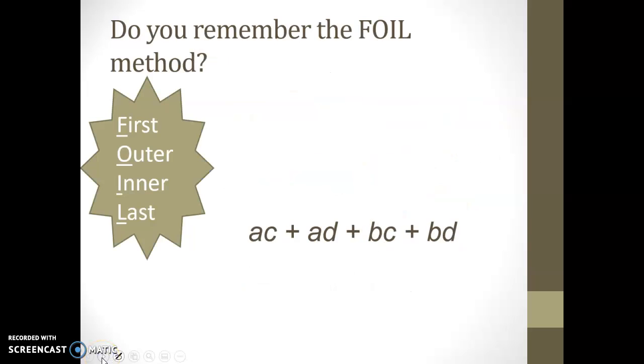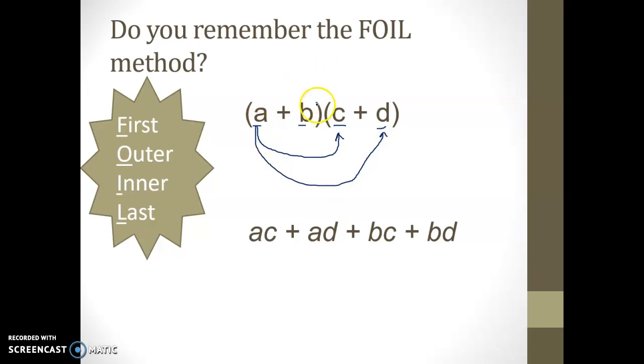Do you remember the FOIL method? When we're distributing or when we're multiplying binomials, FOIL stands for first, outer, inner, last. First, outer, inner, last. When we're multiplying binomials, each of these is a binomial because they have 2 terms. We're going to multiply the first terms, and then we're going to multiply the outer terms. So that's A times D, and then the inner terms, which is B times C, and then the last, B times D.